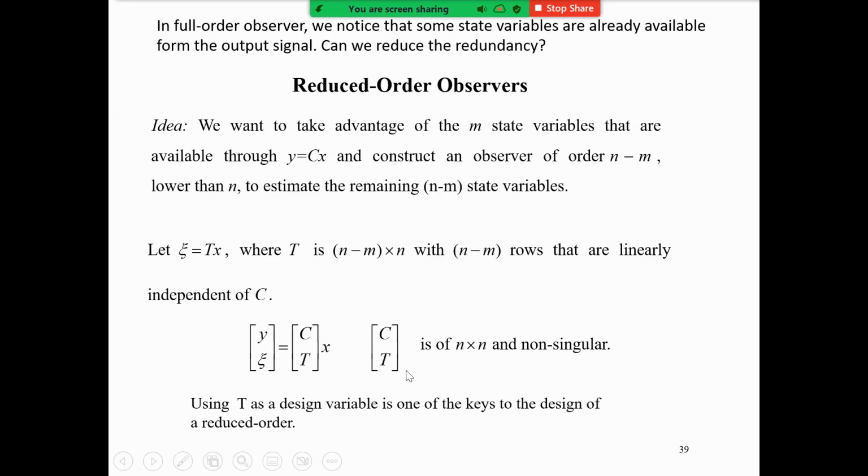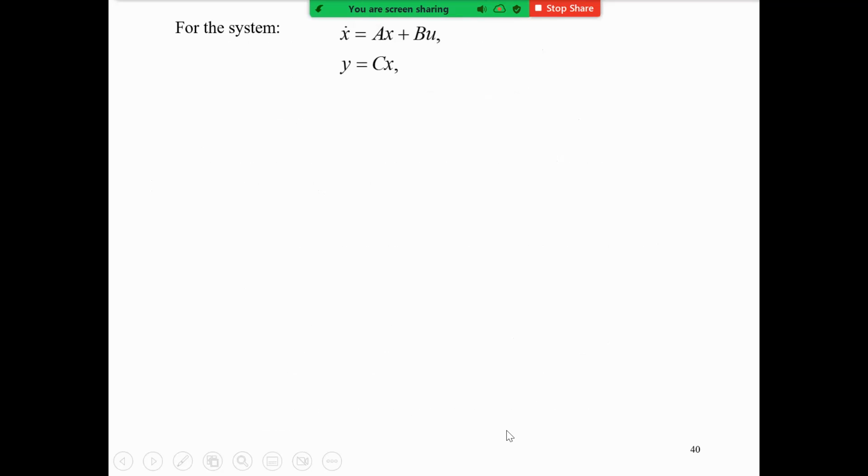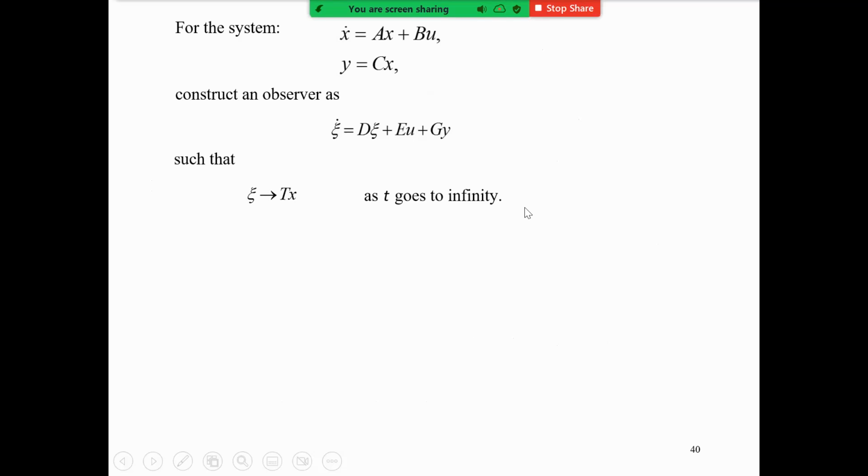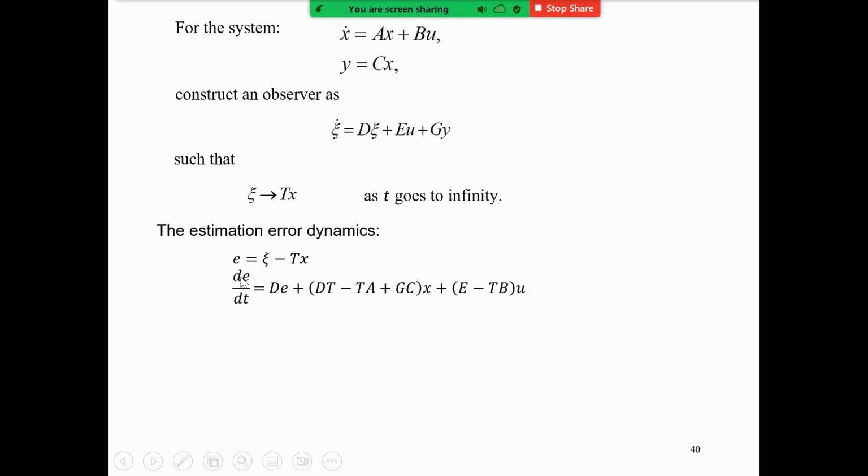There are an infinite number of ways to construct this T, and that gives you the power to design the reduced order observer. You don't fix your T at the beginning. Then I cannot use the original A, B, C again directly, so I have to construct a new model for the observer. So you have to design the D, E, and G. We know the observer will depend upon the input and output. This is the objective: I try to make the Kc go to T times X. Then we analyze the dynamics of the error vector.